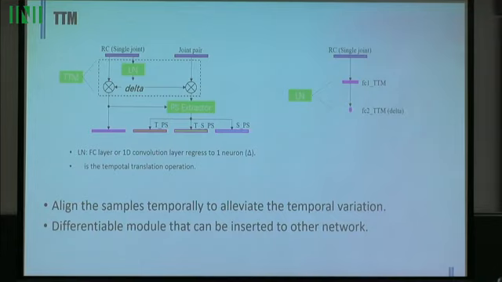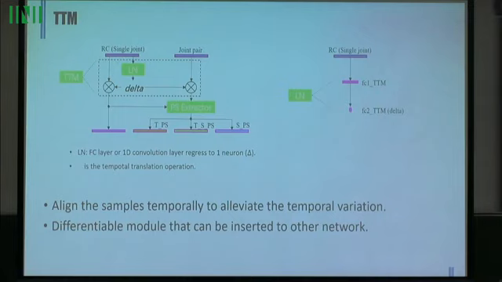So we propose this learning-based TTM model. Based on your input, it will learn this delta. And this delta will tell you how your sequence should shift to make sure your key frame matches the final classification active neuron. This delta is not predefined. It is learned sequence by sequence. And this module can be incorporated into any different network.